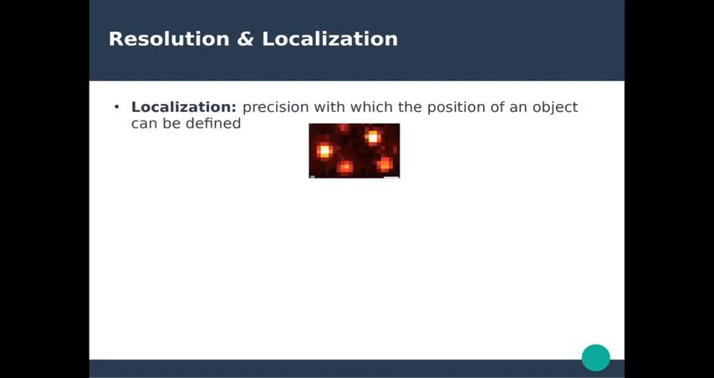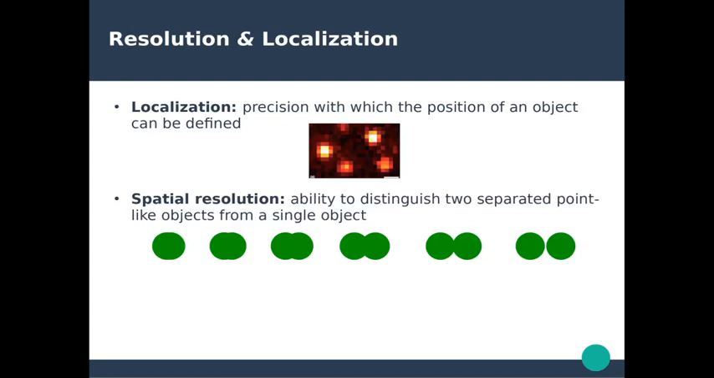So before getting started with those optical microscopies, let's focus on the concept of spatial resolution and localization. Localization is the precision with which you can determine the position of an object. This is not to be confused with spatial resolution, which is the ability to distinguish two separate objects from one another. Although they're often interchanged or confused, they are still connected.